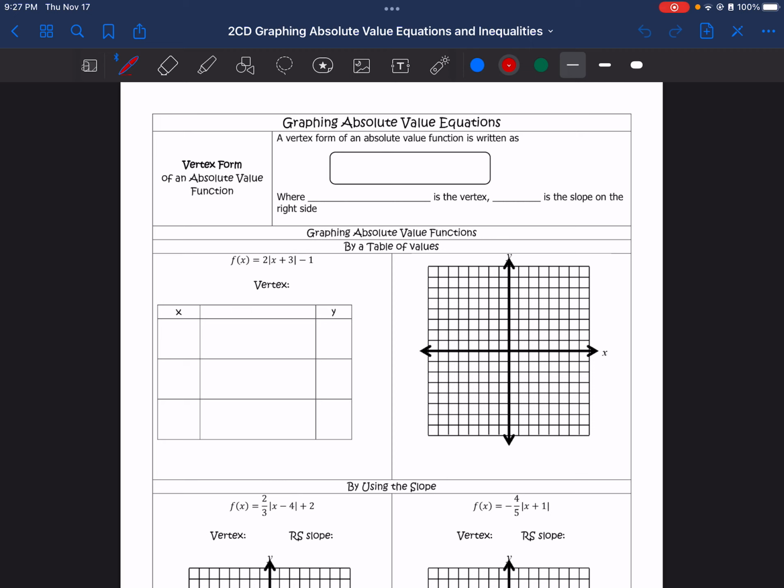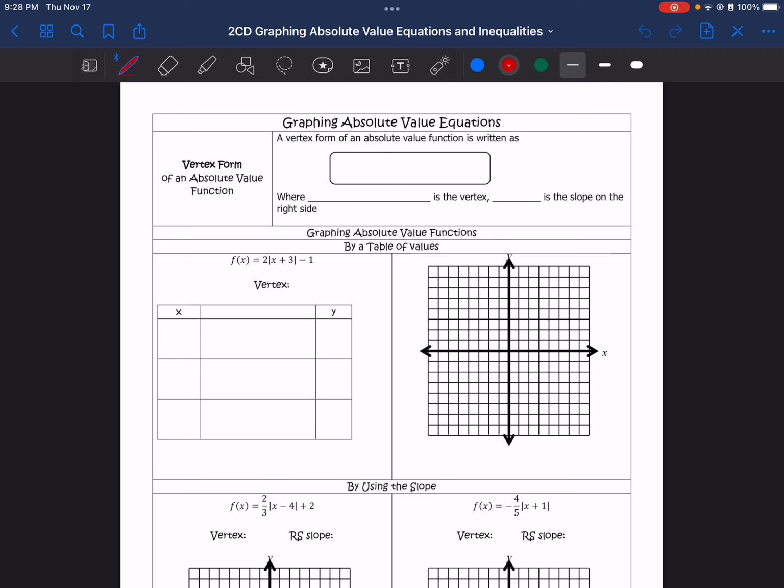Today we're going to be talking about the last two sections of our unit, 2C and 2D, which is graphing absolute value equations and graphing absolute value inequalities. Like always, if you need to check problems, just scrub through. These are the notes. But yeah, let's get started.